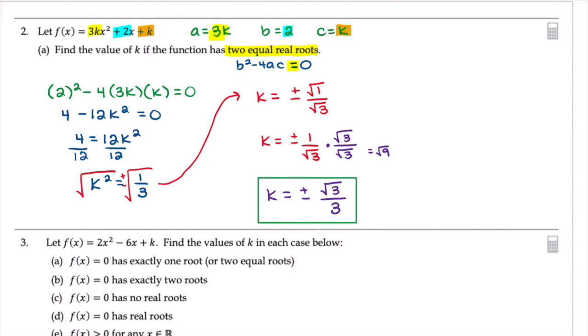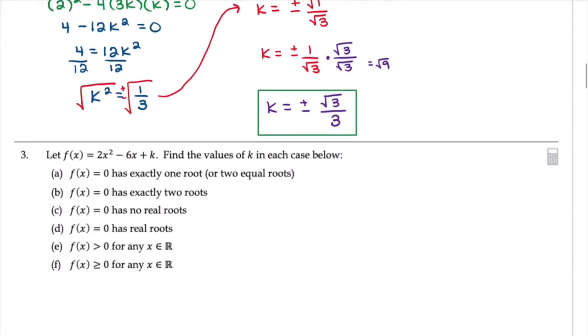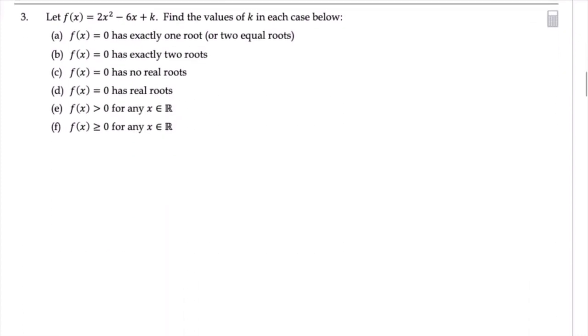And the k value could be either a positive radical 3 over 3 or a negative radical 3 over 3. That is all we are finding. We are just finding the value of k. One more. Let f of x equal 2x squared minus 6x plus k. Find the values of k in each case below.